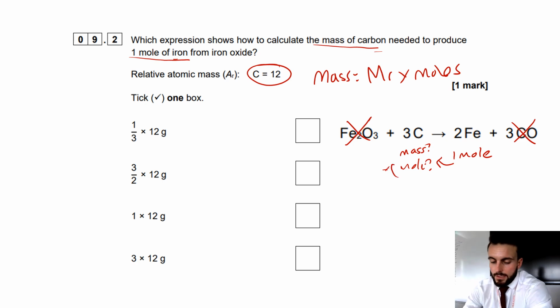So the main thing for this to get this right is you've got to figure out how do I do the ratio of 2 irons. I need 3 carbons. How do I go from the 2 irons to the 3 carbons? To do that, I'm going to divide by 2 and then times by 3. What's the fraction that's the same as doing that? It's 3 over 2. There's only one that actually does that, and it's that one.